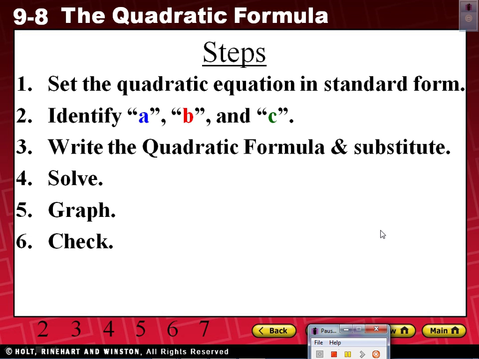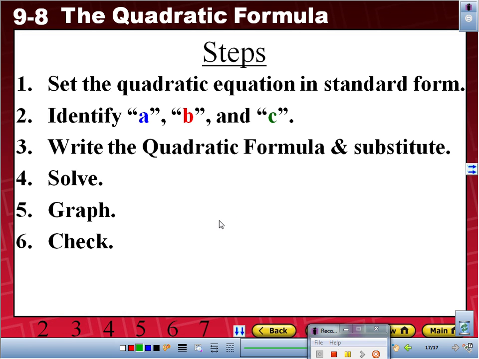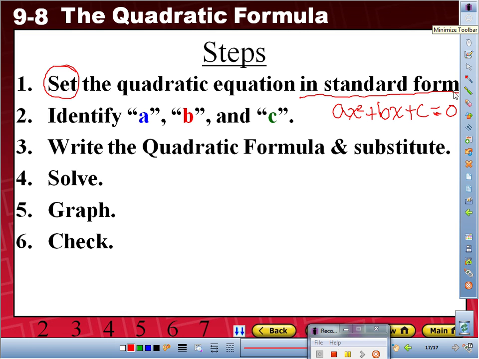So, words to circle so that you can memorize or remember those steps. Step number 1: set, circle that, and underline in standard form. Underneath that, where I told you to skip a line, if you want to write it in red also, here's the standard form: AX squared plus BX plus C equal to 0.